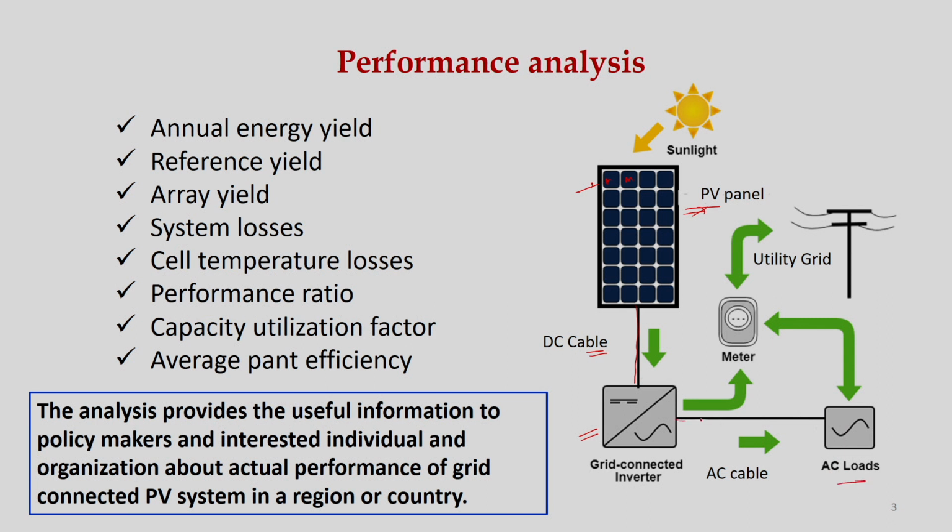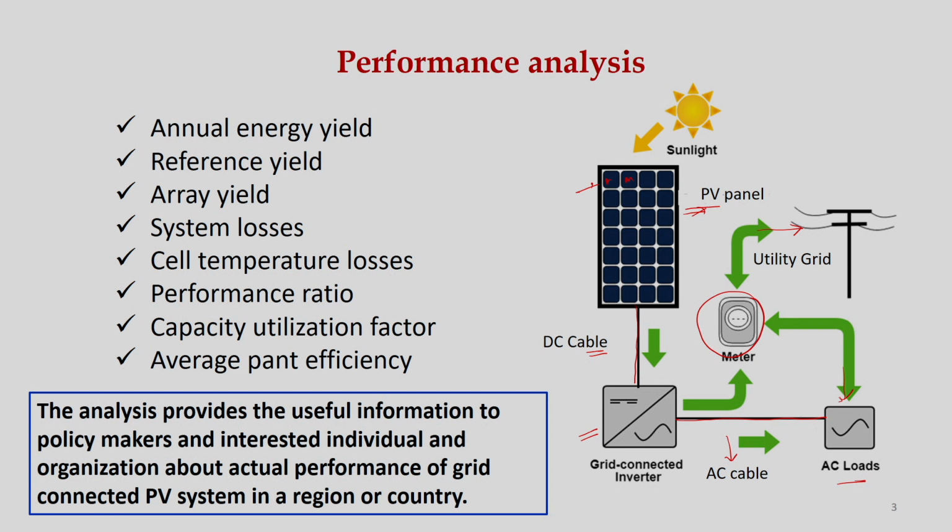We need to transfer this energy through cable, and these cables are known as AC cable. And also we have a meter. Suppose we are not using the generated energy, then what can we do? We can give the generated energy to the utility grid, and maybe at night when demand is there, we can take it back from the grid. That way we can use this grid connected PV system.